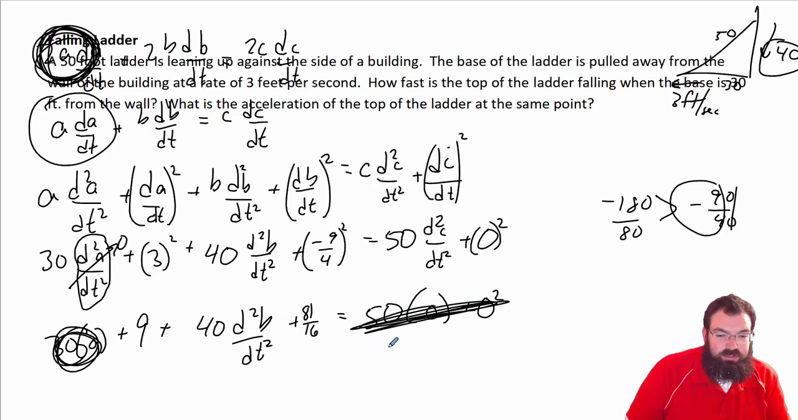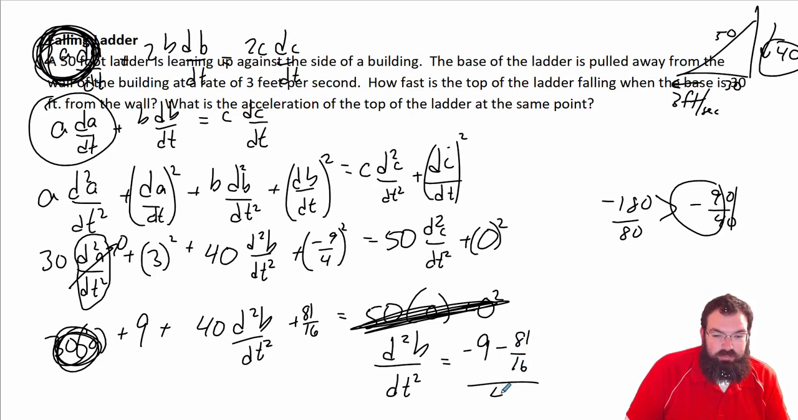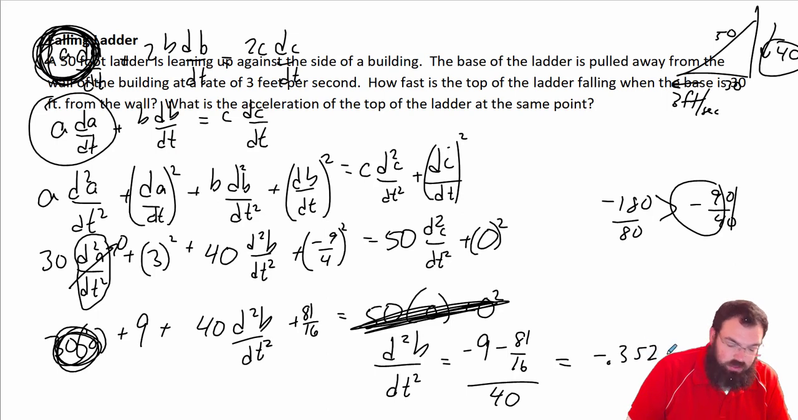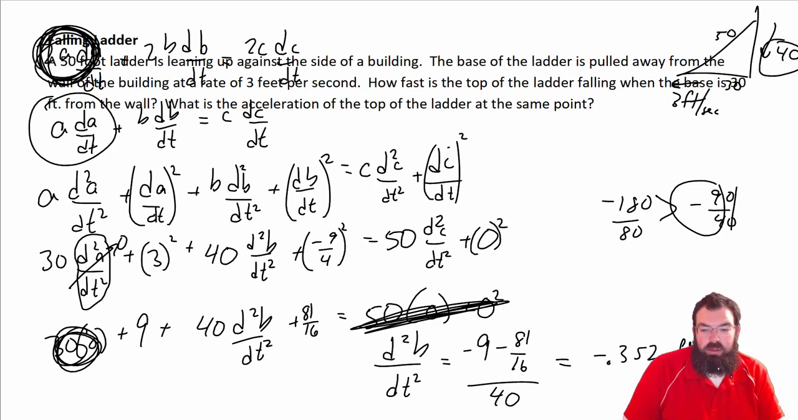And so my answer is going to be basically like d squared b over dt squared is equal to negative 9 minus 81 over 16. And all of that's basically over 40. Okay? And this is going to be equal to around negative 0.352 feet per second, or feet per second squared. Okay? That's a hard one. That's a very tough one.